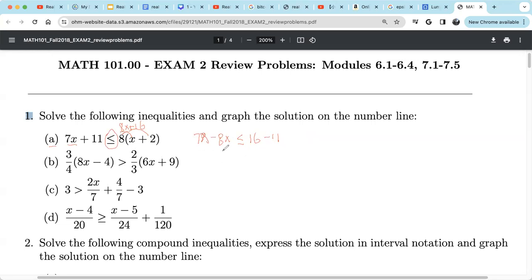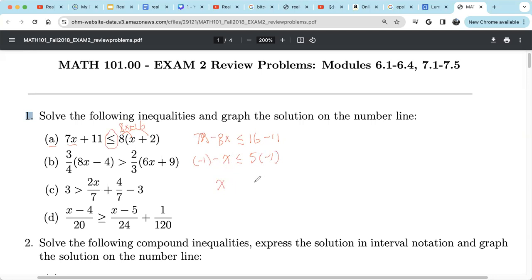Now we can combine like terms because the like terms are on the same side. 7x minus 8x is negative 1x. That's now equal to 16 minus 11, that's 5. Now we want to multiply by negative 1 on both sides, because negative 1 times negative x becomes positive x.